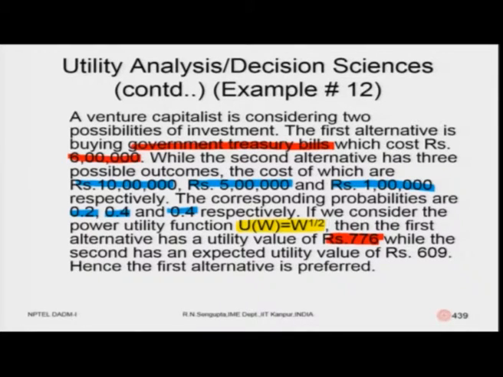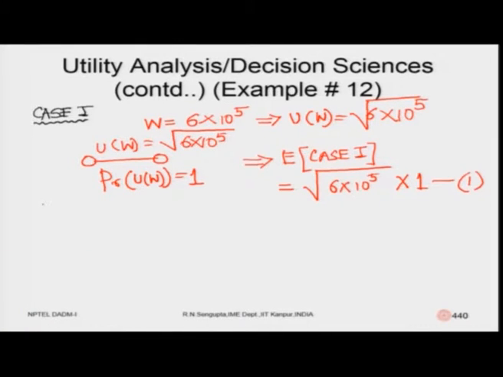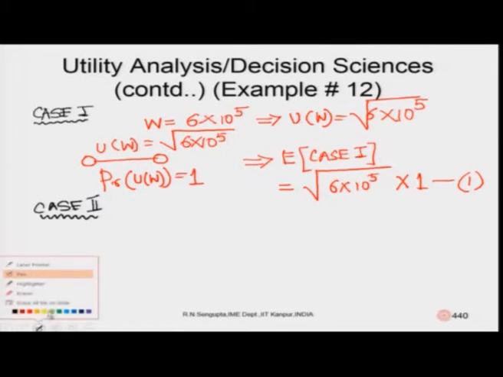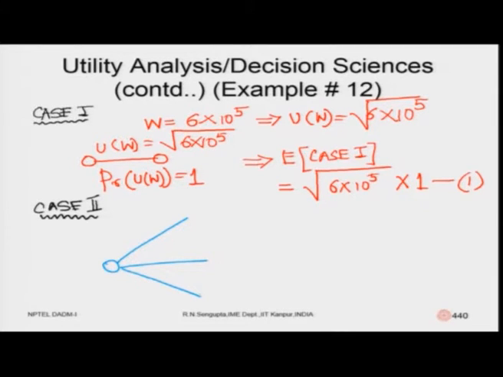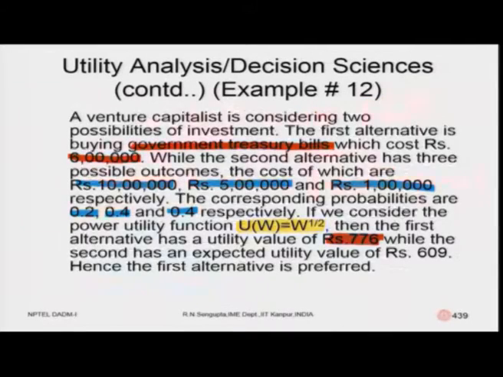Now, I want to do the second calculation, which is 10, 5, 1, with probabilities 0.2, 0.4, 0.4, in blue color. Case 2. So, what are the alternatives? Let me use blue color. The outcomes are 10, 5, 1. What are the probabilities? 0.2, let me double check, 0.2, 0.4, 0.4.